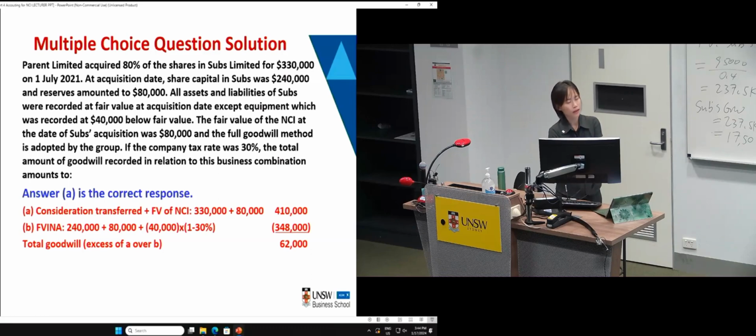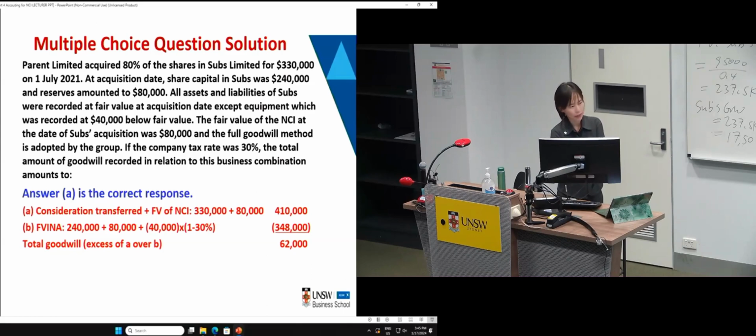Now what is the goodwill we should allocate to NCI? So you can calculate the parent's share first, right? The parent shareholder's share is consideration 330,000 minus net assets acquired. The net assets acquired is 348,000 multiplied by 80%. Then you can find the parent shareholders' share of the goodwill. Then subtract that from your total goodwill, and you can find the NCI share of the goodwill.